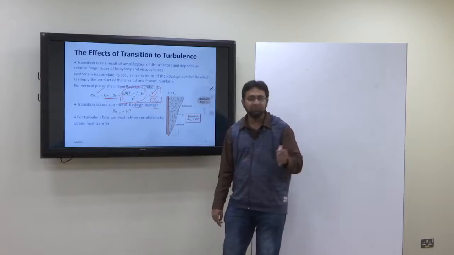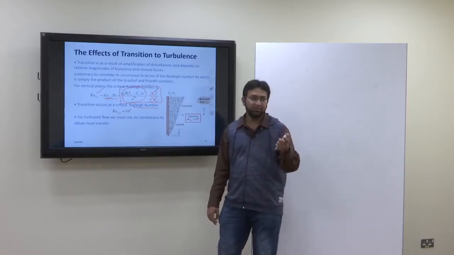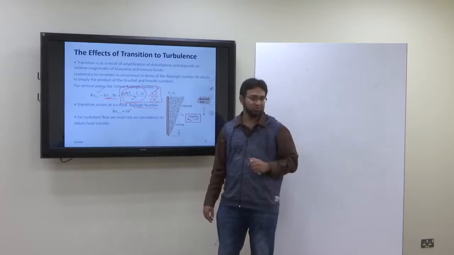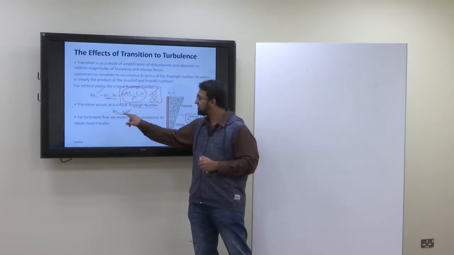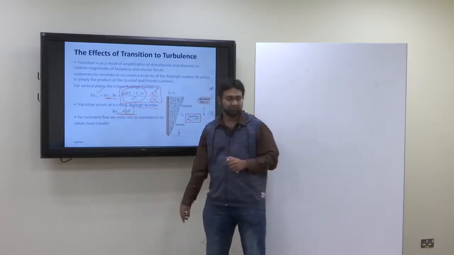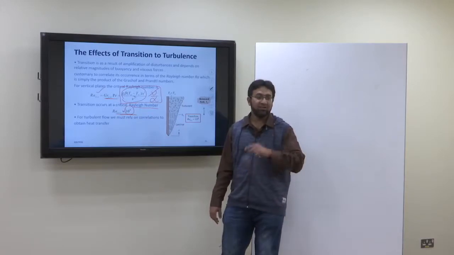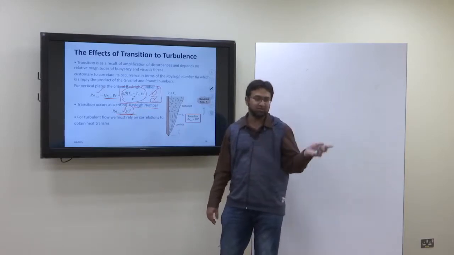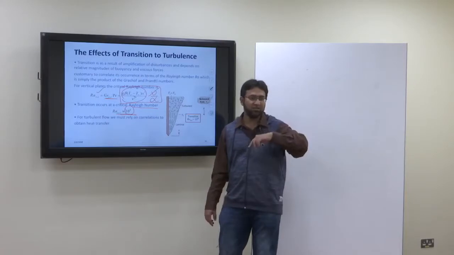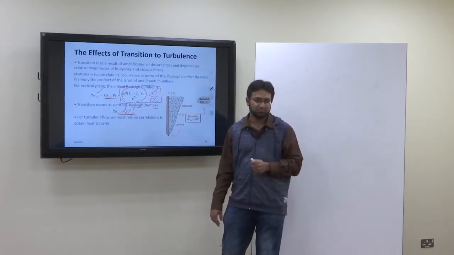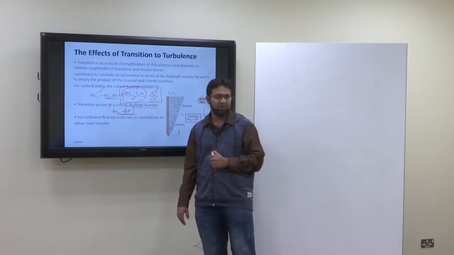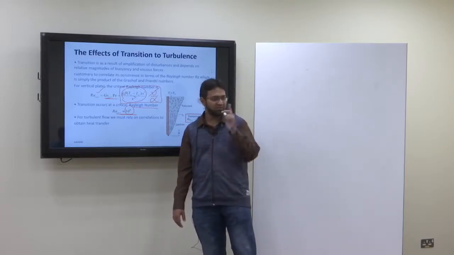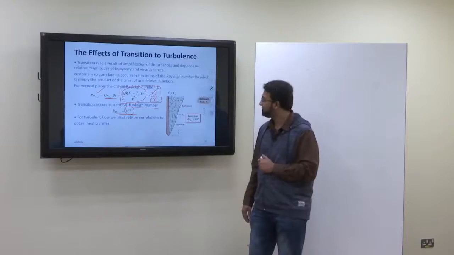Okay? And the Rayleigh number is the one with which we determine whether the flow is laminar or turbulent. The transition or critical Rayleigh number is 10^9. If the Rayleigh number is less than 10^9, laminar. If the Rayleigh number is greater than 10^9, turbulent. Equal to transition, you will never come across it; consider equal as turbulent. So less than 10^9, laminar; greater than 10^9, turbulent.